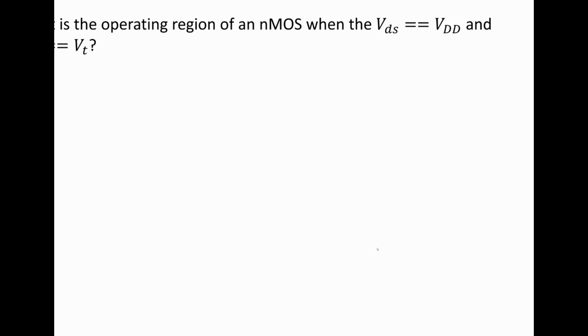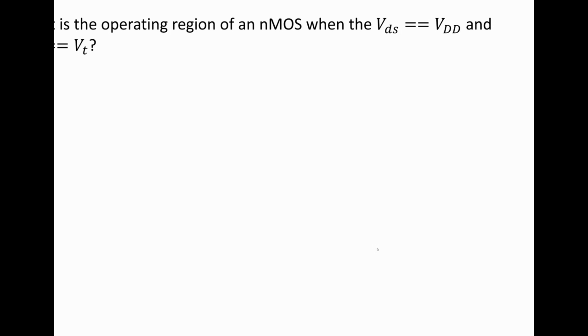So if you pull up or pull down, you're basically making the drain source voltage very small. I mean, that's the whole point of pulling up and pulling down. But in this case, I'm saying, what if the drain source voltage is essentially the maximum voltage potential drop you can have, which is VDD, and then assuming the VGS is VT.